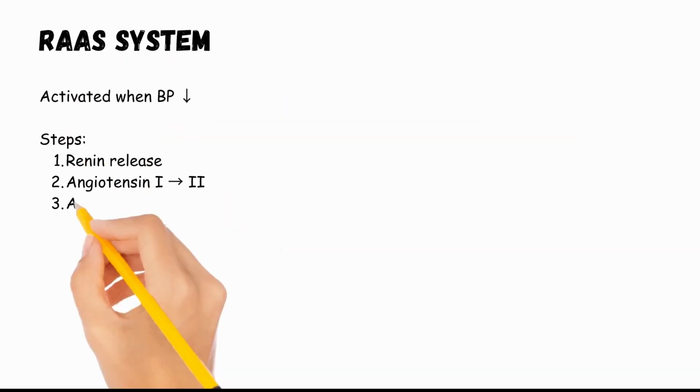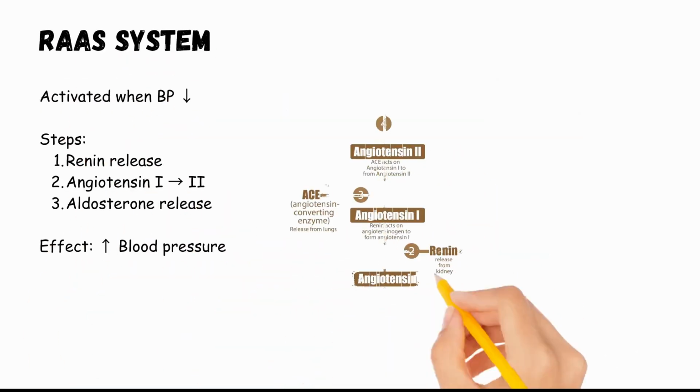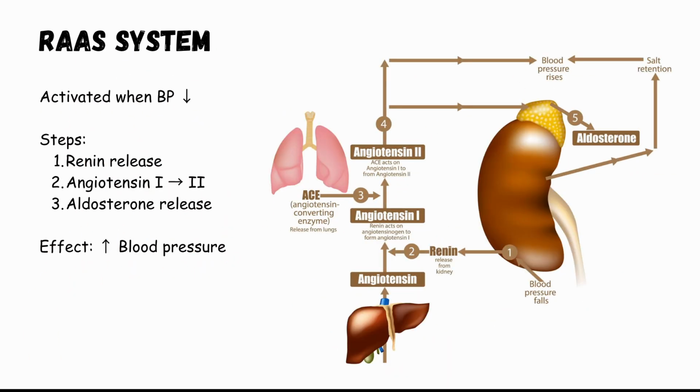The Renin-Angiotensin-Aldosterone system regulates blood pressure. When blood pressure drops, kidneys release renin. Renin converts angiotensinogen to angiotensin 1. ACE converts it to angiotensin 2. Angiotensin 2 causes vasoconstriction and stimulates aldosterone release. Aldosterone increases sodium and water reabsorption, raising blood pressure.